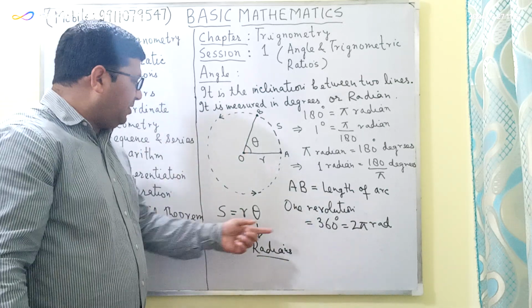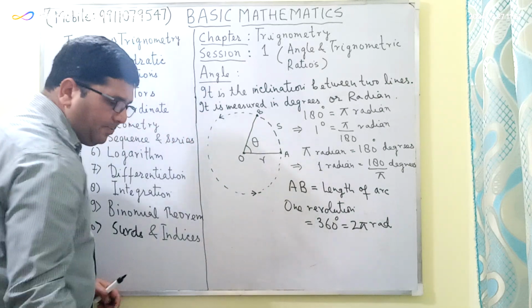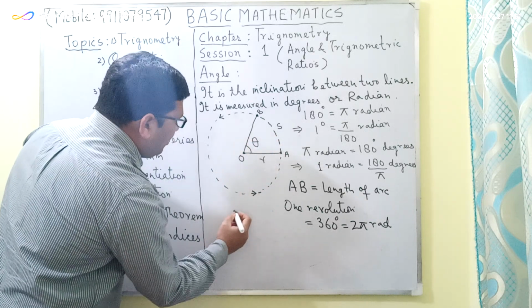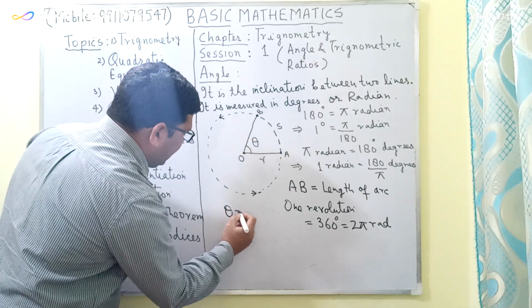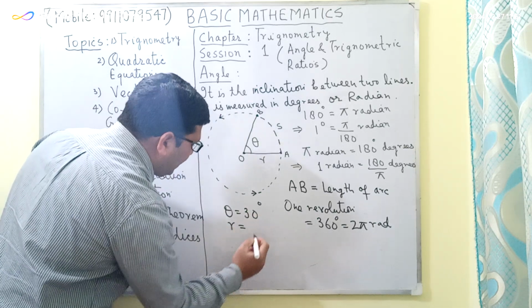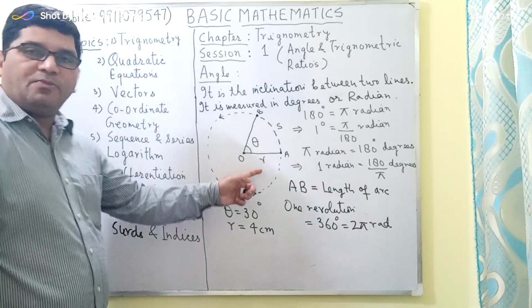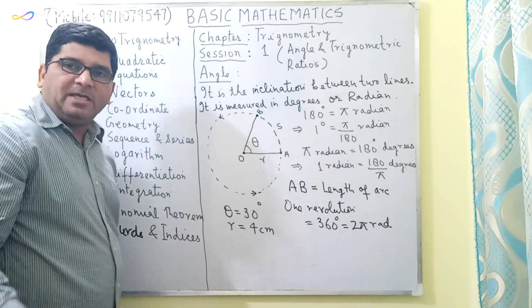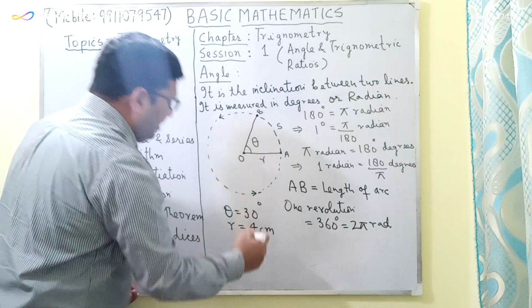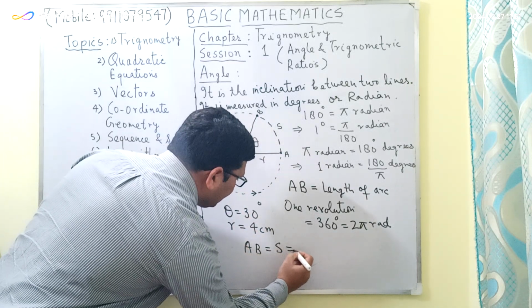Okay. Now I will just take one example. Let us say theta is equal to 30 degrees, R is equal to 4 centimeters. Then you can be asked to find the value of the length of arc AB. So AB is equal to S, and this is equal to R theta.